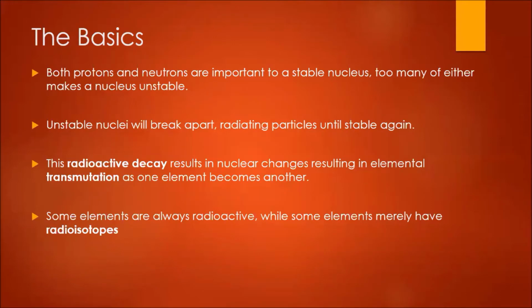Now, some elements, as we'll learn, are always radioactive, no matter what. We cannot stop that. Uranium is one of them. Plutonium is another one. But some of them only have certain isotopes that are radioactive, like carbon-14, which is thus called a radioisotope.